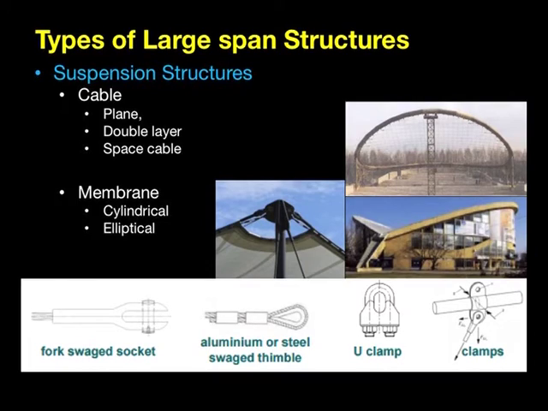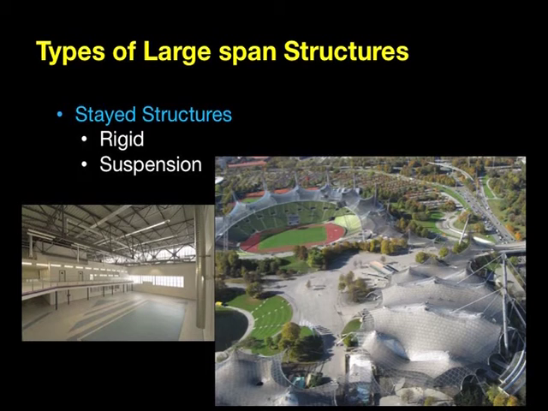If you look at the pictures, you can see different cables and how they are connected. This is a fork socket. This is a thimble where the cable is rolled and tied up. This is a U-clamp. These are other types of clamps which can be used in other membrane types of structures. The next type of structures is the stayed structures.